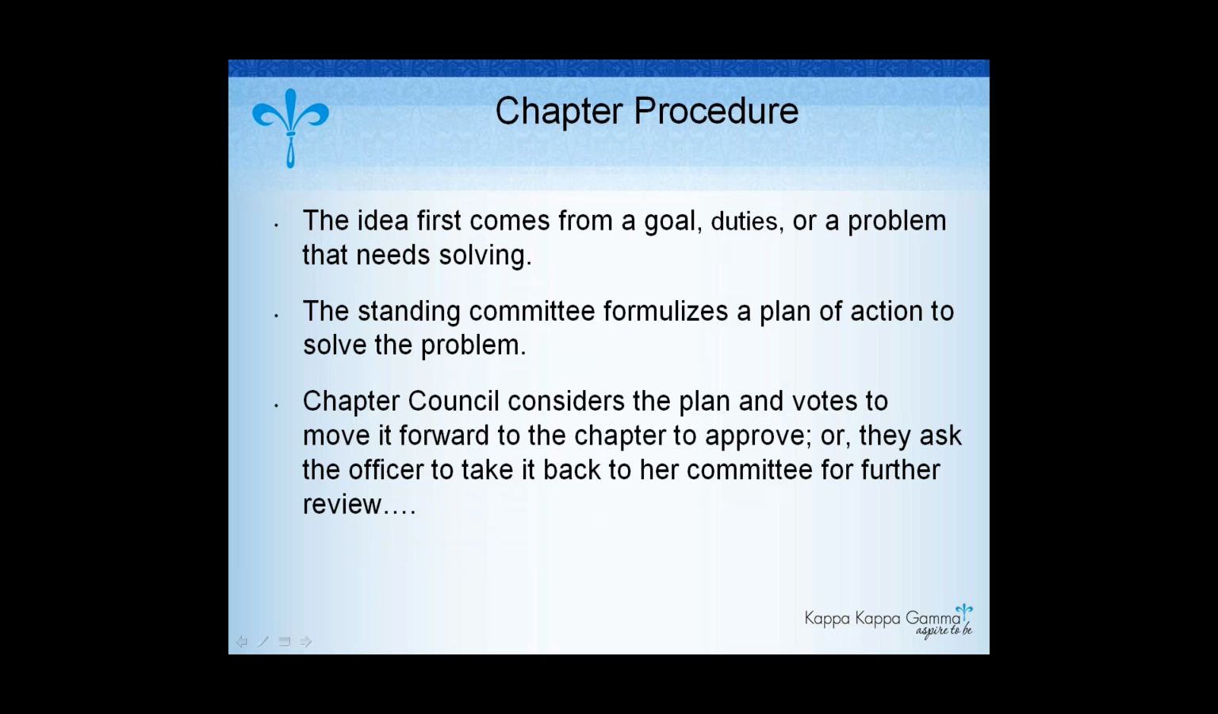The way this starts is that usually it comes from a goal or duty or a problem that needs to be solved. Standing committees usually formalize a plan of action to solve the problem. And then in chapter council, they usually consider it. The idea is to vote to bring it forward to the chapter to approve it. Or sometimes in chapter council, they would say, you know what, there needs to be further thought to this, so go back to your committee for further review.